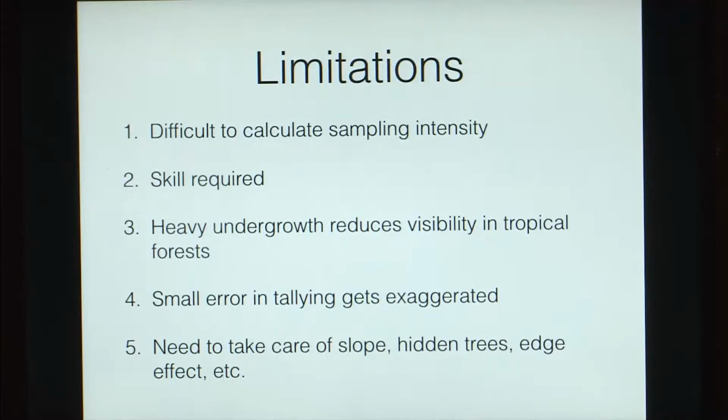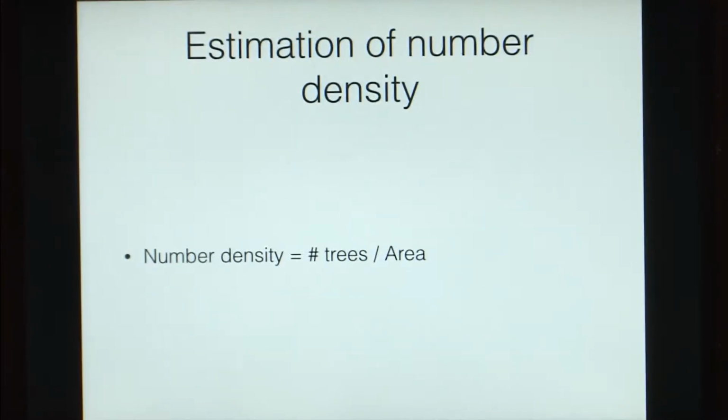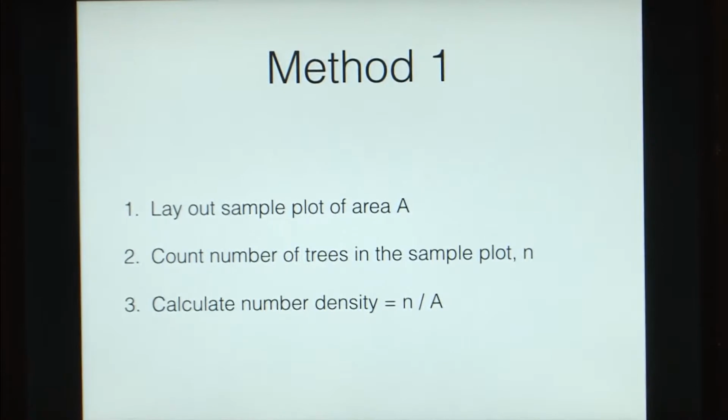Now, moving on, how do we estimate the number density of trees? Number density, as we saw in the first case, is the number of trees per unit area. So, how can we measure the number density? The first method is to lay out a sample plot of area A, then count the number of trees in the sample plot, let it be n, then calculate the number density, which is given by the number of trees divided by the area of the sample plot.